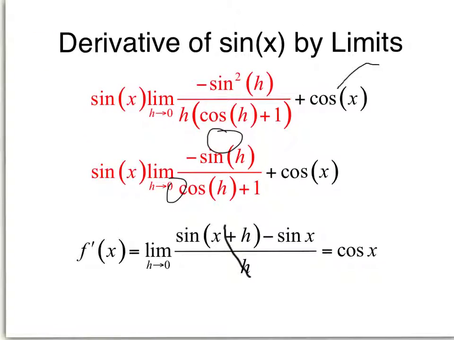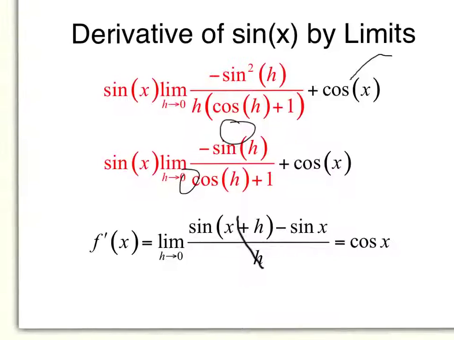Alright, but that doesn't matter. This is still going to go to 0. Cosine of h is 1. 1 plus 1 is 2. 0 divided by 2, still 0. So this whole thing goes to 0. And that's why we're left with just cosine of x.